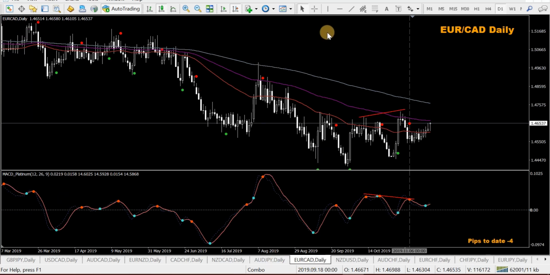Euro CAD, nothing happening here at the moment. There was a sell signal in here. I don't think I took it. Not sure why. I think it's just because it was close to the MACD platinum on the zero level already. It just didn't look that good, so I didn't take it. It probably proved to be a smart thing. It's a bit of a sideways market.